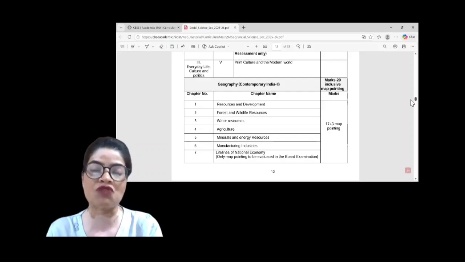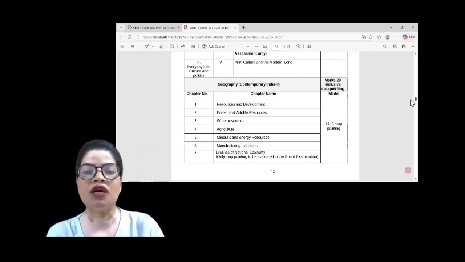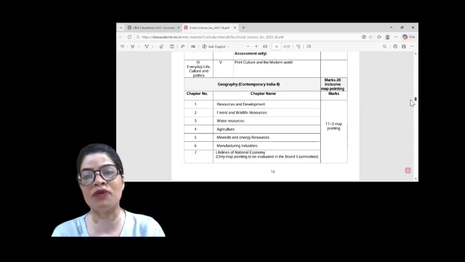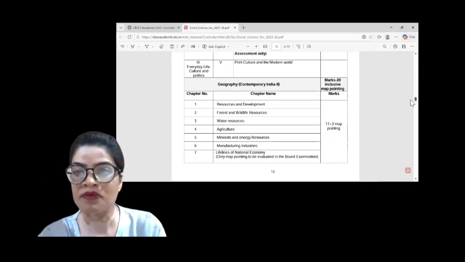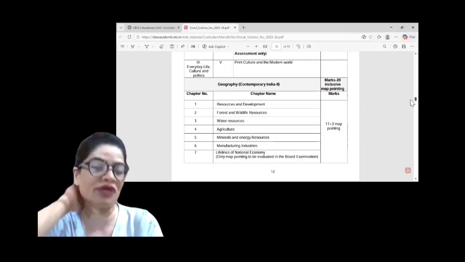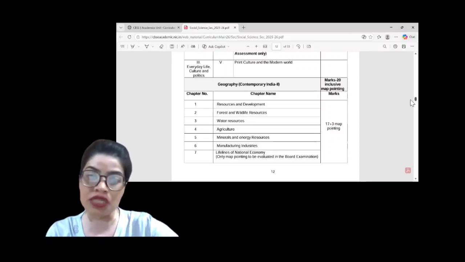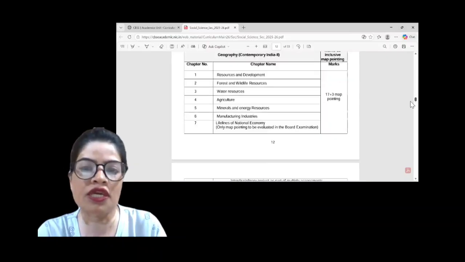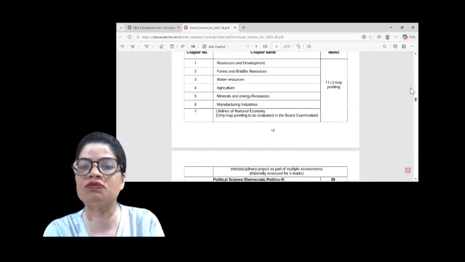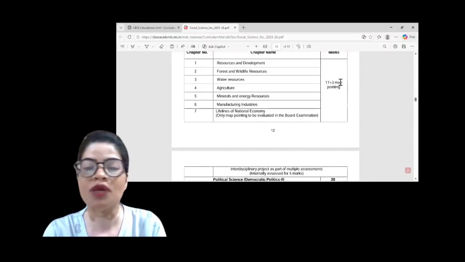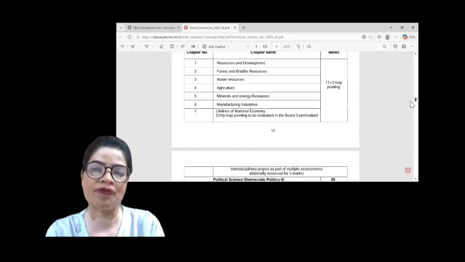And this time they have asked from the map as well. The questions came from map as well of these chapters. So like in MCQ or in the question, we need to learn each and everything of these chapters. Then there will be 3 marks map pointing plus 70 marks theory part.